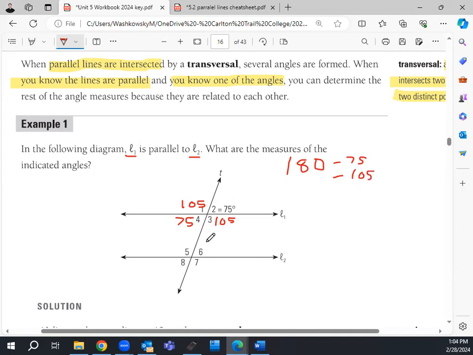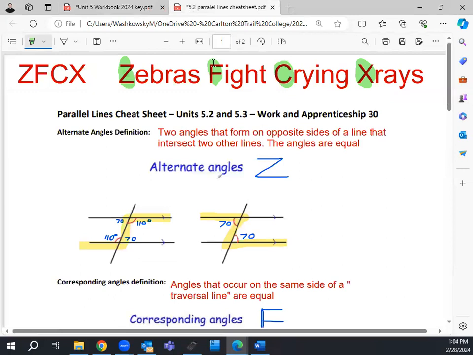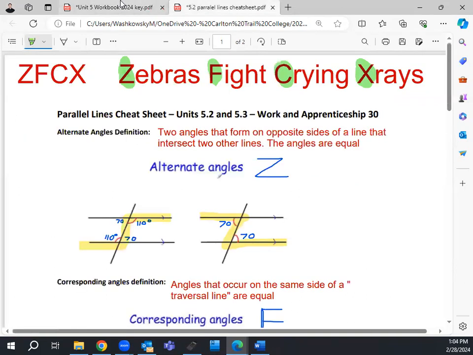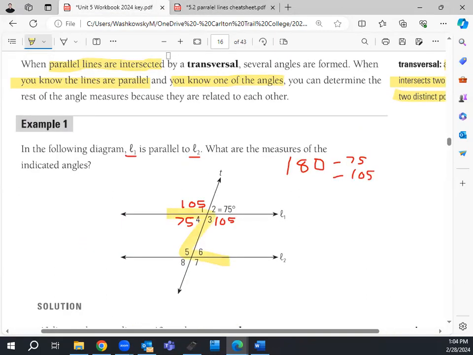Okay, well, what about down here now? Now is where we have to start using some of that stuff. So if I'm looking for different letters here, I could use, again, zebras fight crying x-rays. I see a Z I can use. I could make an F here as well. I see there's a C there, and I see there's an X there. Either one of them works.